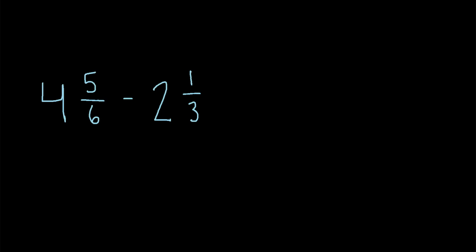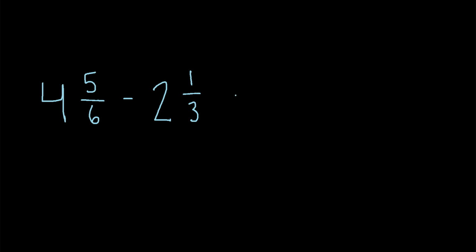In this video, we will talk about how to subtract mixed numbers with unlike denominators. So I have two examples for us to work through here. Let's check out this first example. We have 4 and 5/6 minus 2 and 1/3. So we have one mixed number and we're subtracting another mixed number.